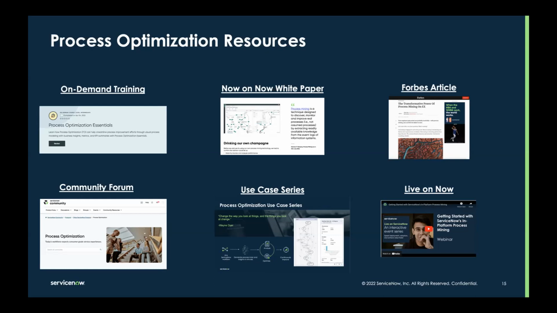I mentioned the use case series earlier. There are three use cases out there right now: multi-hop, rework, and channel analysis. I look to be adding SLA analysis as well as something around on-hold reason, which is a common use case we're seeing customers explore with process optimization.